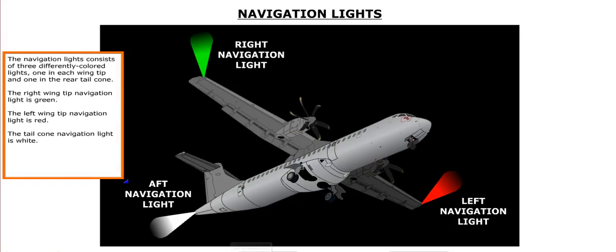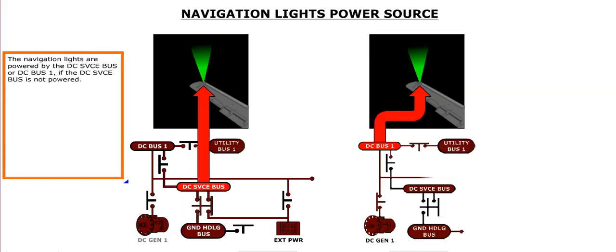The navigation lights consist of 3 differently colored lights, one in each wingtip, and one in the rear tail cone. The right wingtip navigation light is green. The left wing navigation light is red. The tail cone navigation light is white. The navigation lights are powered by the DC service bus, or DC bus 1 if the DC service bus is not powered.